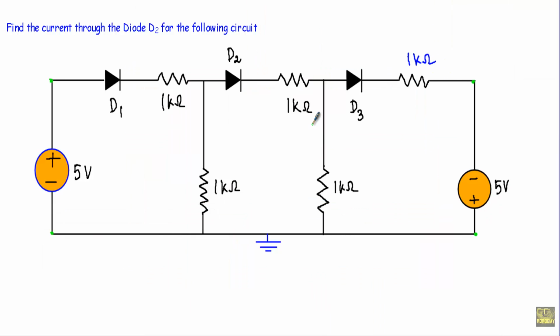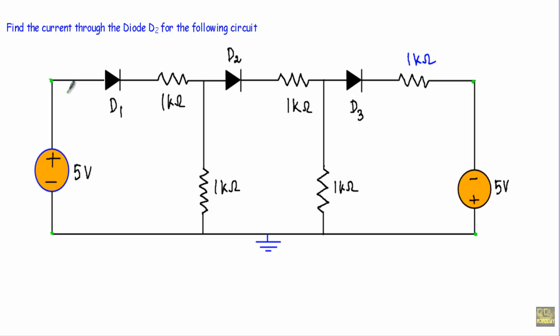This is my second example of diode circuit. Find the current through the diode D2 for the following circuit. This is our given circuit, and in this circuit we have to calculate the current through this diode D2. Now look at this circuit.